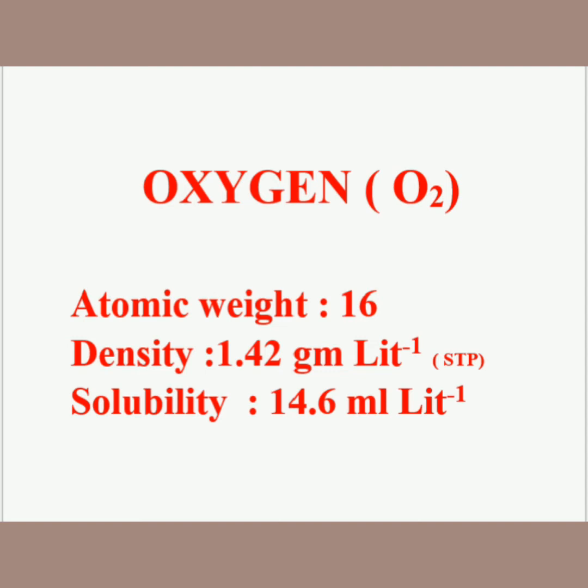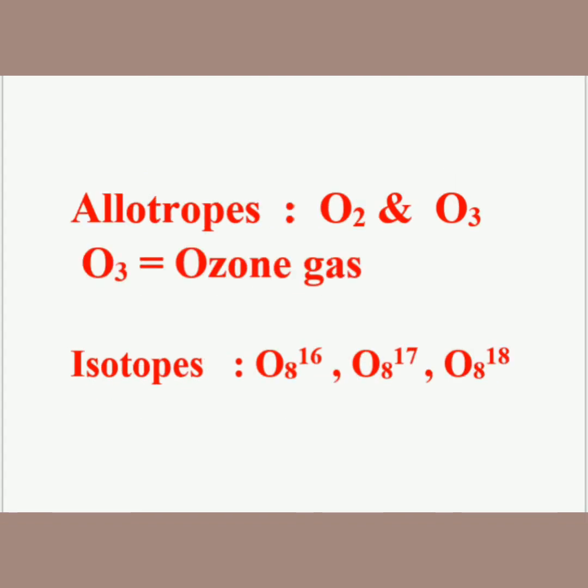So oxygen has the symbol O and formula O2, having atomic weight 16, density 1.42 grams per liter at STP, and solubility 14.6 milliliters per liter of solvent at 0 degrees centigrade. One common allotrope of oxygen is ozone, that is O3, mostly found in the upper atmosphere called the ozonosphere, and oxygen has three isotopes having mass numbers 16, 17 and 18.